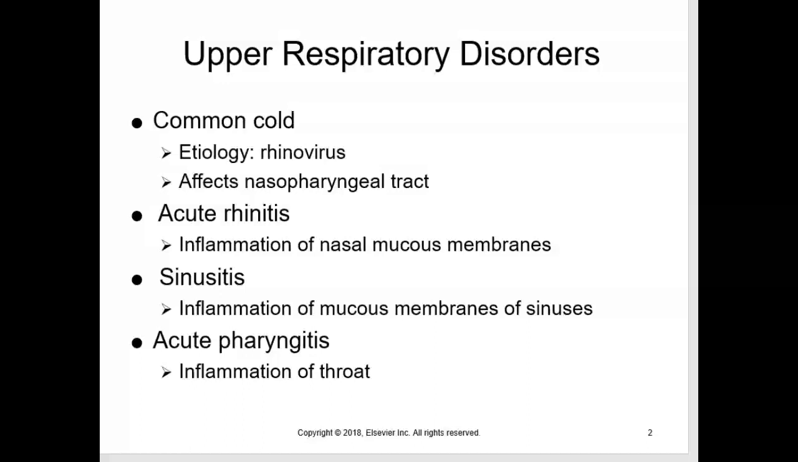Acute rhinitis is not the same as allergic rhinitis, often called hay fever, which is caused by pollen or a foreign substance such as animal dander. Nasal secretions increase in both acute and allergic rhinitis.